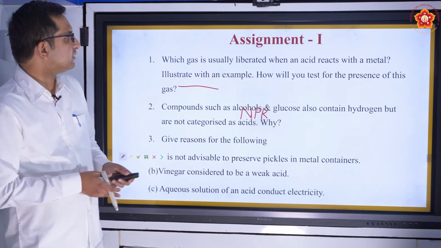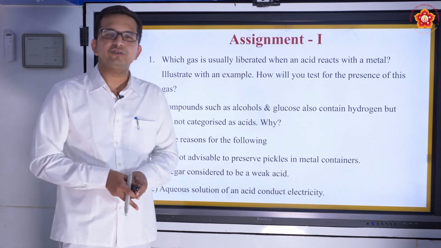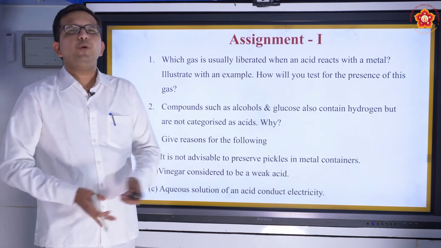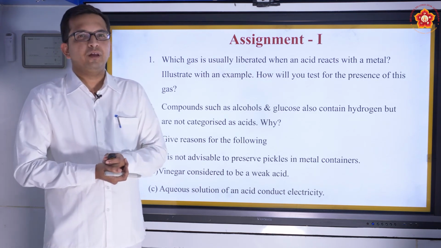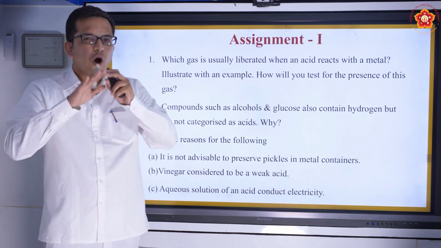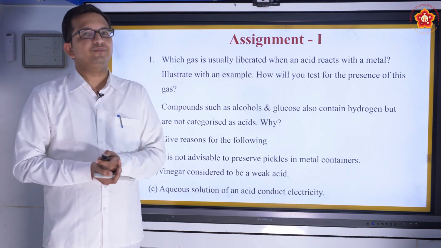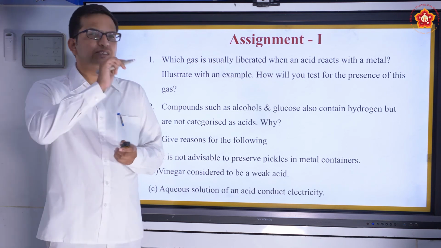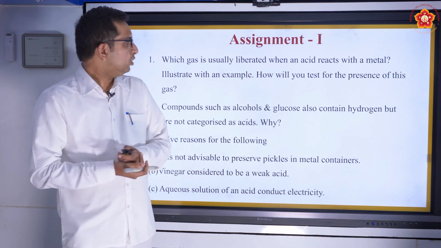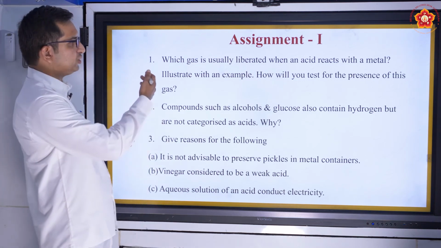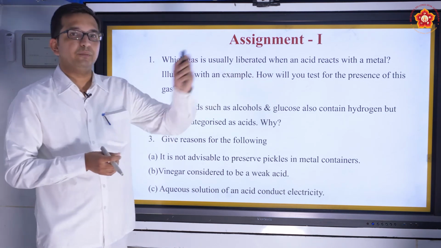Having seen all these aspects, now let us take an assignment of sorts just to understand how much we have assimilated the concepts that were dealt with here. The compounds dealt with here happen to be of our day-to-day usage, and their application is very important for us to understand. So what is the first question here? Which gas is usually liberated when an acid reacts with a metal?